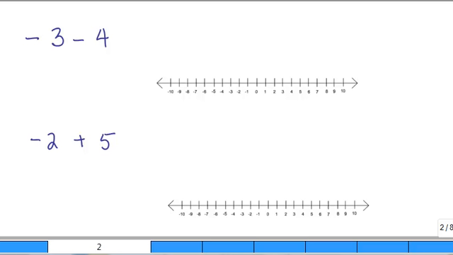So we're going to use the number line to help us subtract integers. The first question is -3 minus 4. So what we do is we start at this number right here, which is -3, and we subtract 4. So every time you subtract, you're going to move to the left. So I'm going to subtract 4. 1, 2, 3, 4, and then I end up at -7.